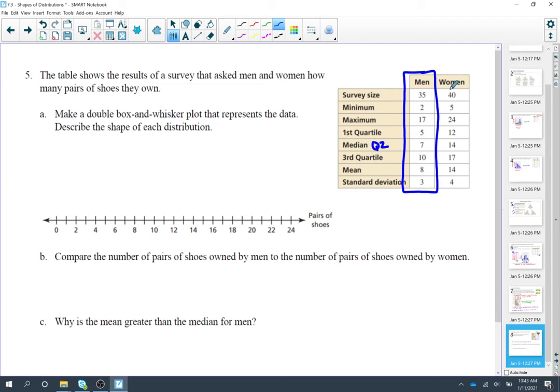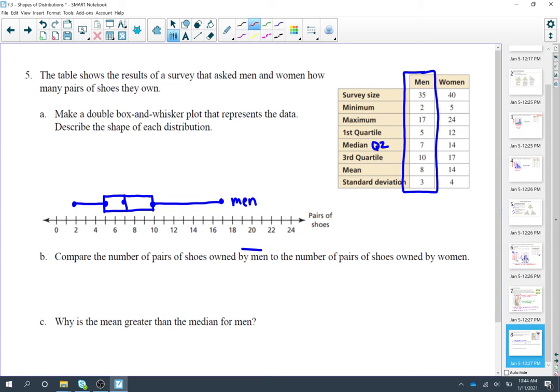If I'm going to make a box plot for the men, my minimum is at 2. Make sure you don't touch the line. My maximum is at 17. Q1 is 5. Q2 is 7. Q3 is 10. Vertical lines for the 3 in the middle. That makes your box. And then whiskers. Now, when you're making a double box plot, you also have to label on the box plot what this is representing. So this is representing your men. So we're going to label it with men.